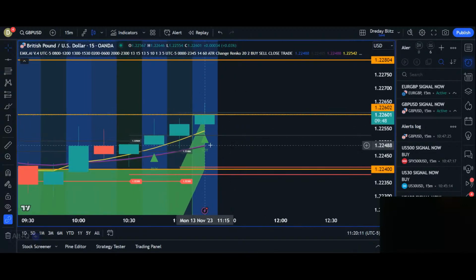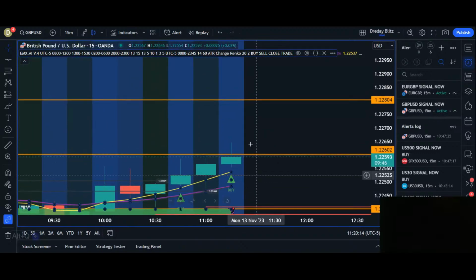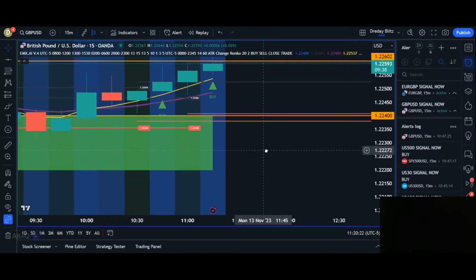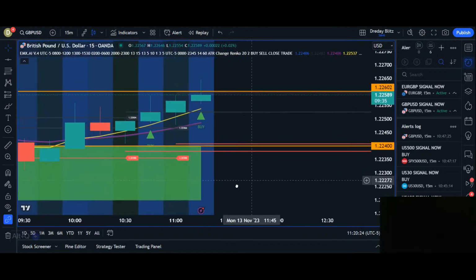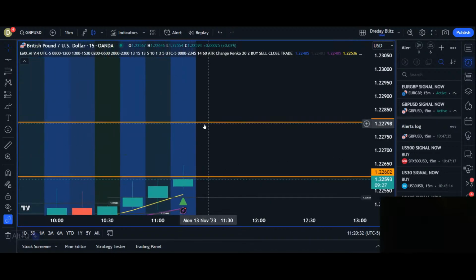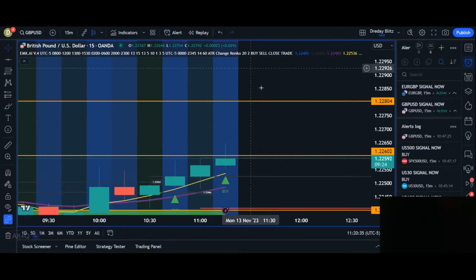You had a buy signal. The next take profit zone is here. So the stop loss is here, and the first take profit zone is right here. The second take profit zone is right here, and you've got another one right here. Hopefully that's clear for you guys.